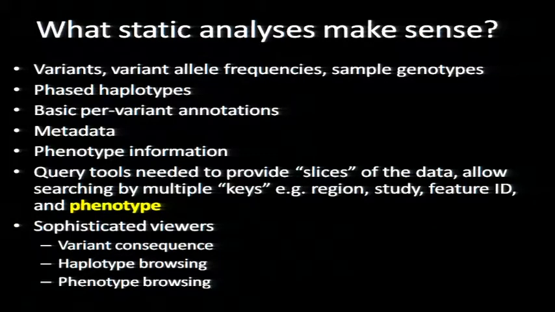So, parsing out the areas where static analysis makes sense, and there are a number of these. Clearly variants, variant allele frequencies, and sample genotypes are fairly simple data types that are easy to compute. Phased haplotypes are, again, a very well-defined data type. And basic per-variant annotations, and I'm going to come back to this.